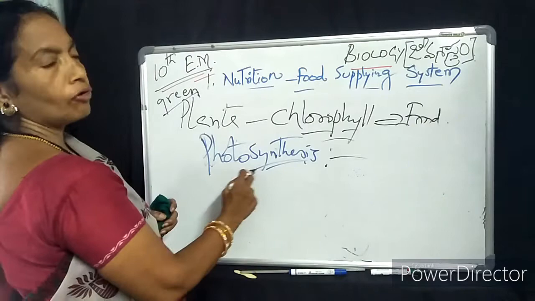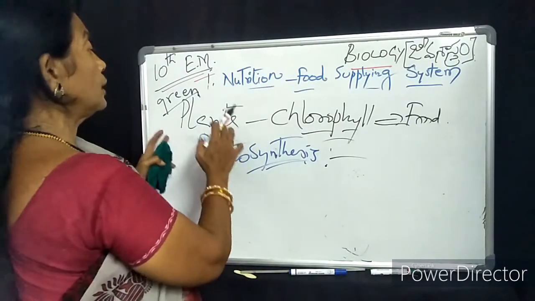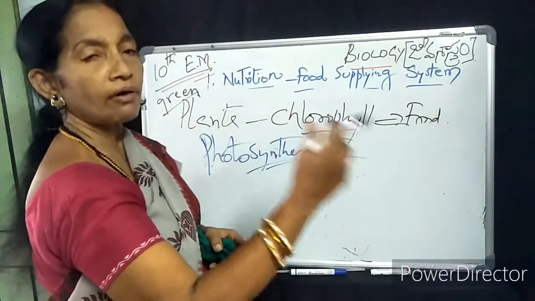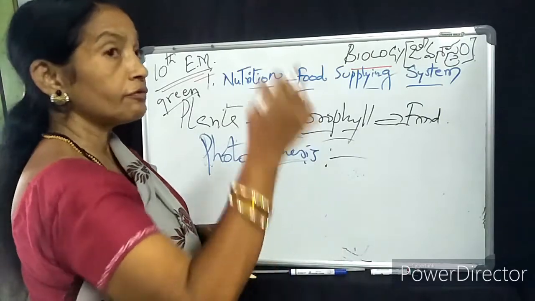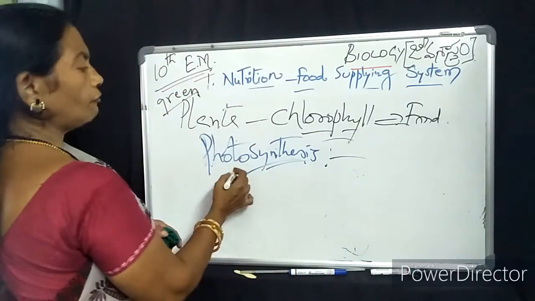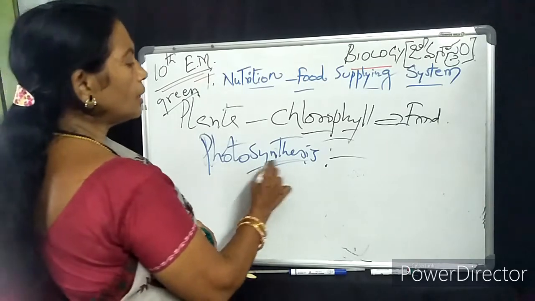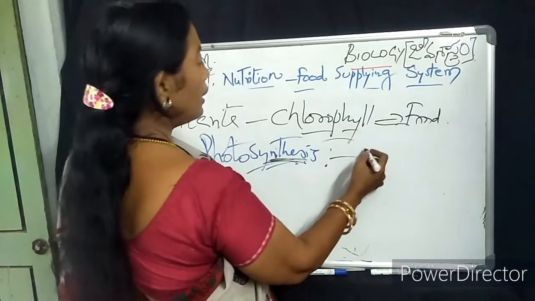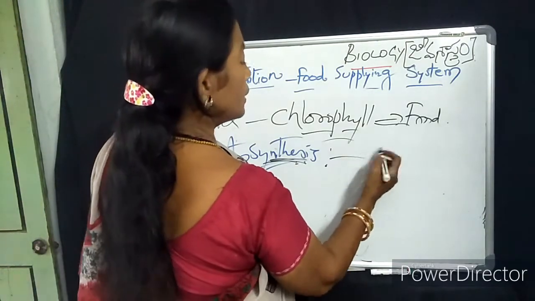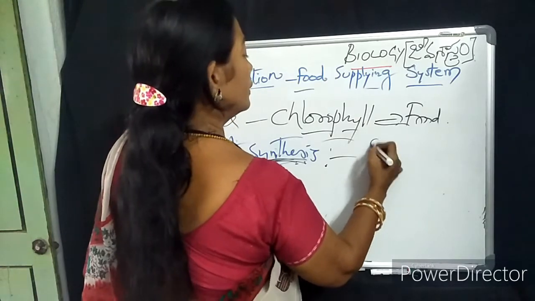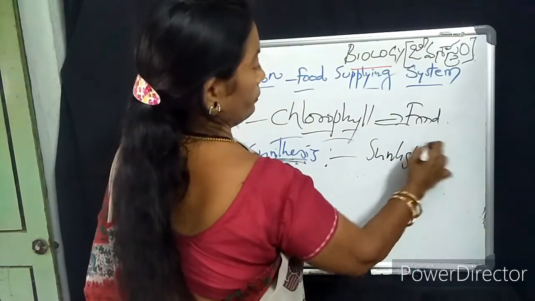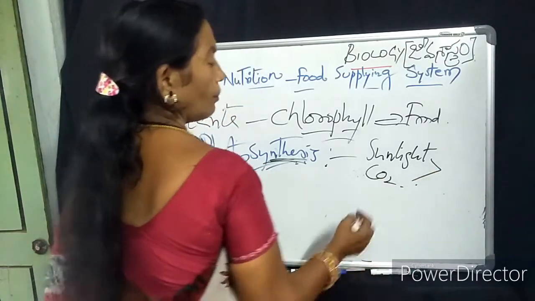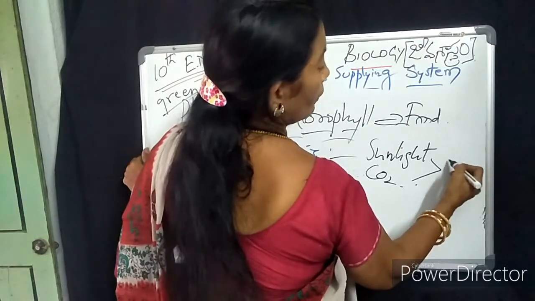Green plants undergo photosynthesis. They synthesize food with the help of chlorophyll, sunlight, carbon dioxide, and water. These four are very important for preparing food in green plants. All of this is called photosynthesis, the synthesis or preparation of food. So photosynthesis is with the help of sunlight and carbon dioxide. These we get from our atmosphere.